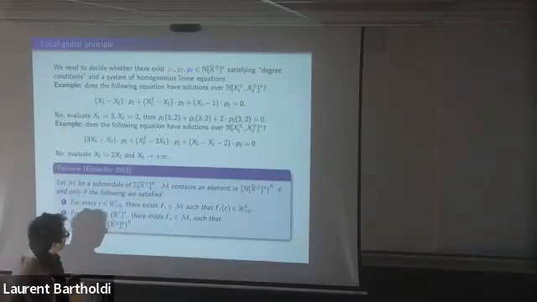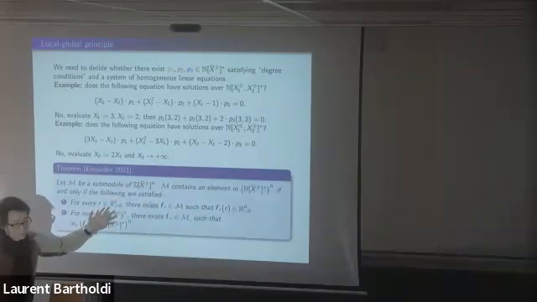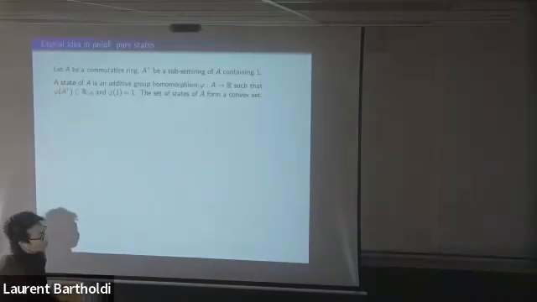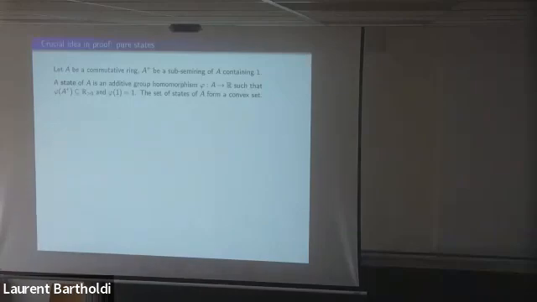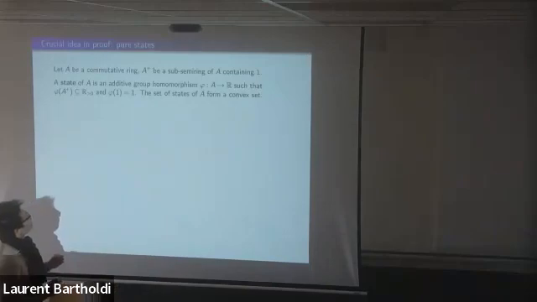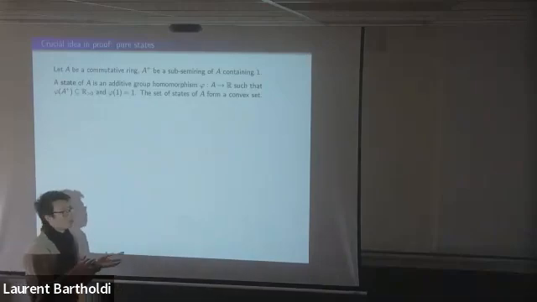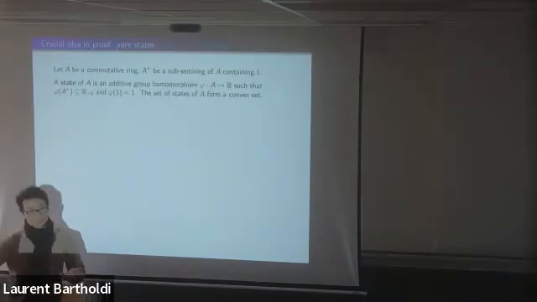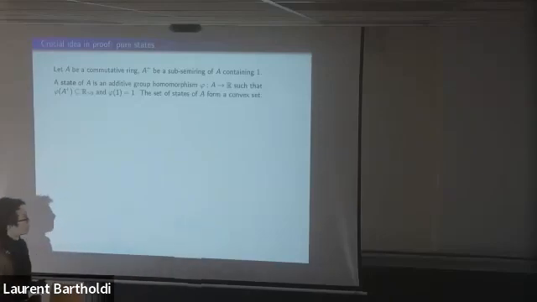And I will not give the proof of this, but I can give the main idea. So what's the main idea in this proof? It's called pure states. So let A be a commutative ring. Let A plus be a sub-semi-ring of A containing 1. A state of A is just an additive group homomorphism from A to the real numbers, such that the image of A plus is in the positive part of the real numbers.